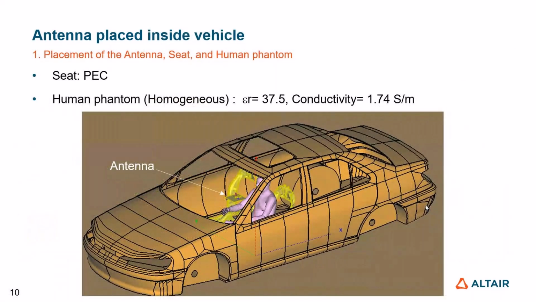The second antenna position is inside the vehicle. Here I place the antenna as well as seats and a human phantom. The seats are PEC and the phantom model is homogeneous. Its epsilon r equals 37.5. Conductivity is 1.74. Actually, the antenna is here.